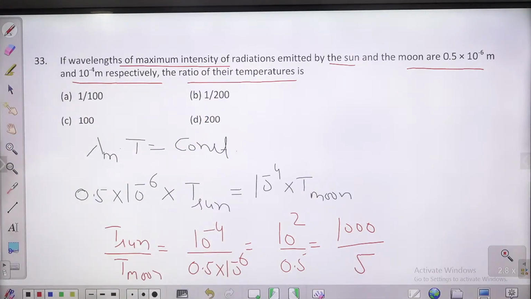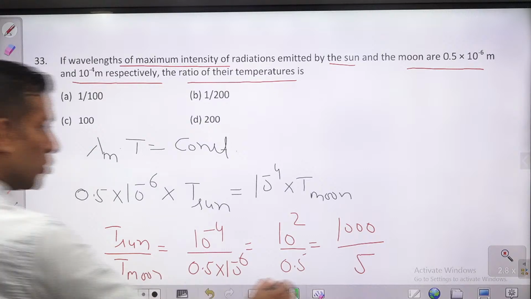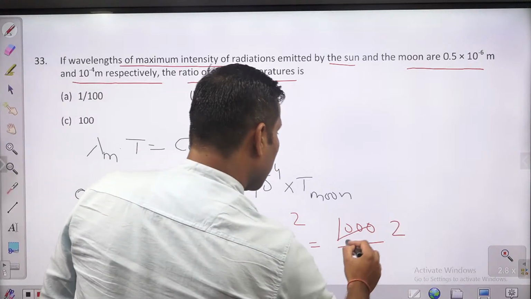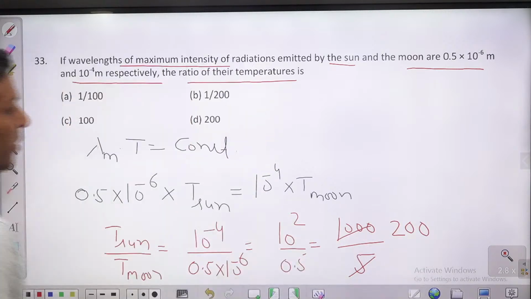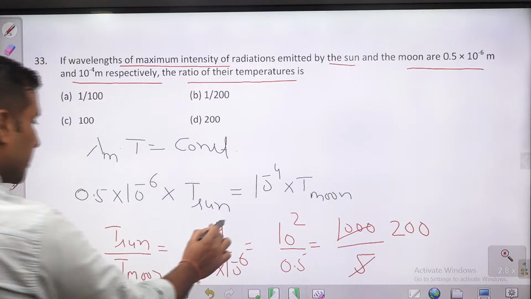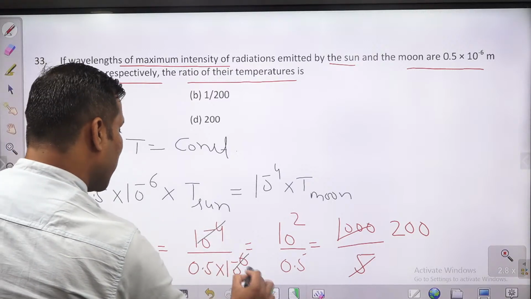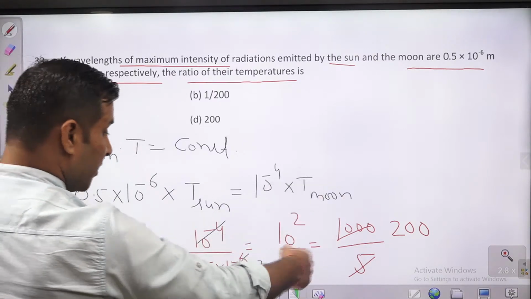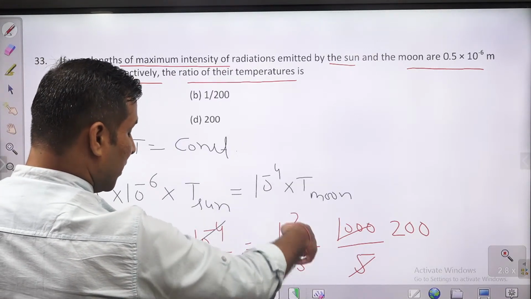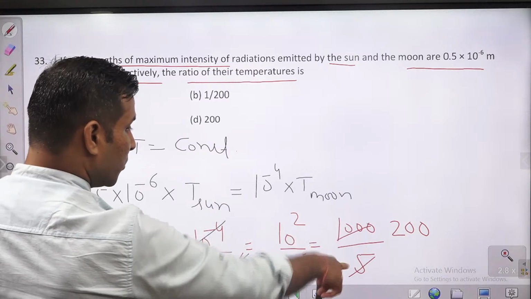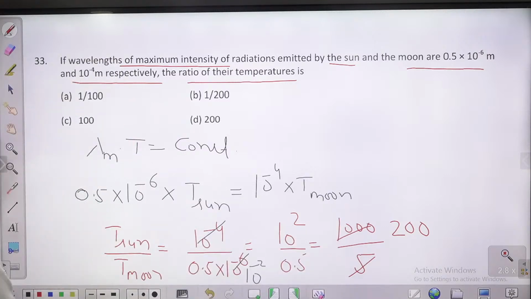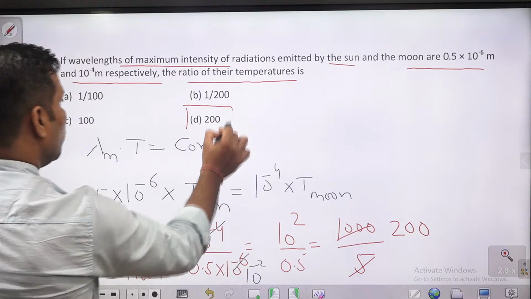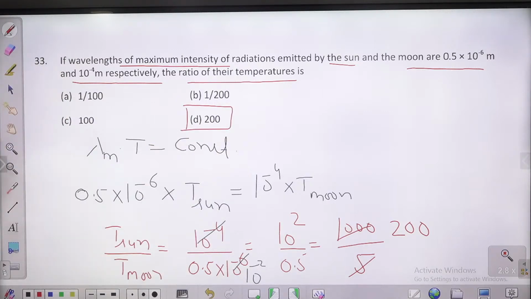Okay, we have written it correctly. Yes, yes. So solving this, what will it be, guys? 200. It will be 200, guys, please check, because solving this will cancel out. You will have 10 to the power minus 2, so this 10 to the power minus 2 will go up, 10 to the power 2 means 100. 100 you can further multiply by 10, so you will have 1000 divided by 5, 200. So the ratio of their temperature will be 200:1. So option D is the right answer, children. Option D is the right answer.